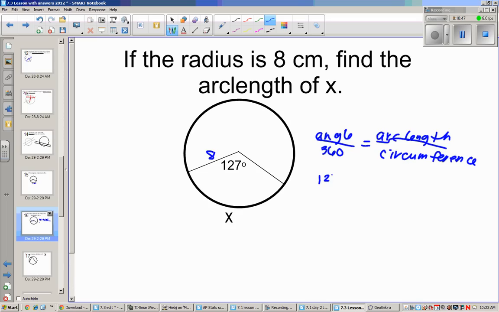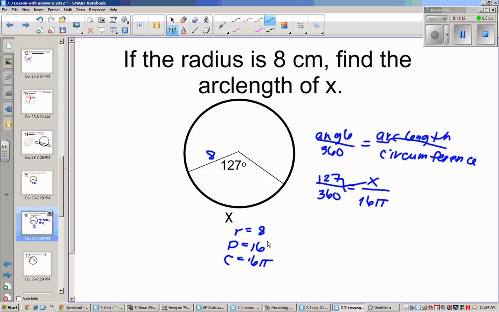All right, so I hope your setup looks like 127 over 360 equals, I don't know what my arc length is, so I'm going to call it x, over the circumference. The radius is 8, so the diameter equals 16, so the circumference equals 16 pi. Again, the fastest way to solve, cross multiply.